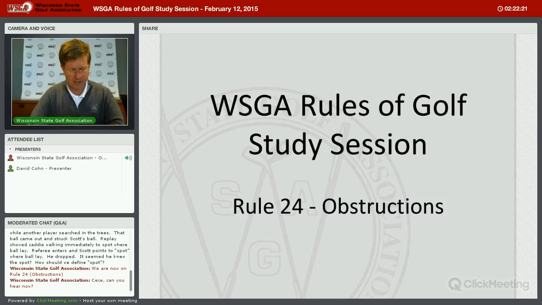And the key there is to remember that in such a case the player will drop the ball, he will not place it. Sometimes people will make the mistake and have the player place it, but he will drop the ball if the ball was originally on the obstruction.